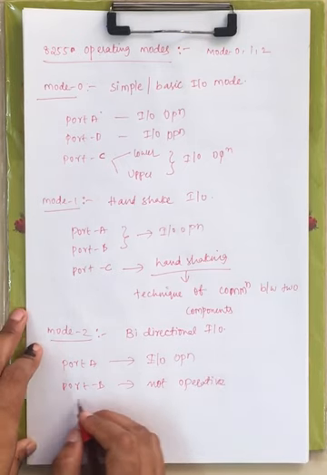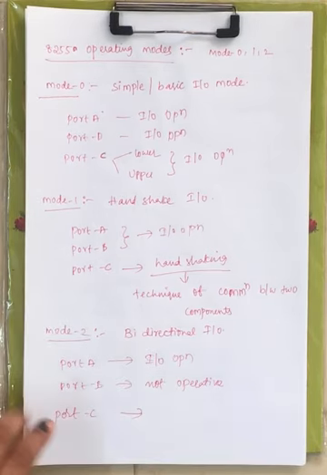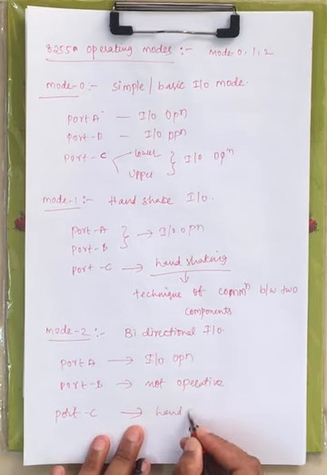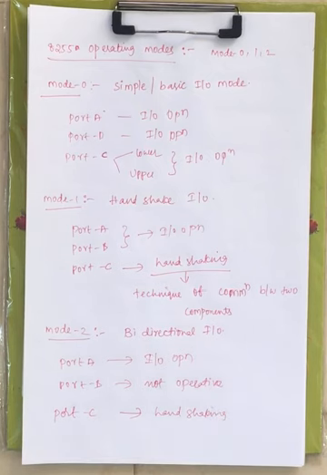Now port C is used for handshaking. Using these lines you will make a connection between your peripheral devices and microprocessor, right? These are the operating modes of 8255, and you have to remember them while interfacing the 8255 with your microprocessor.